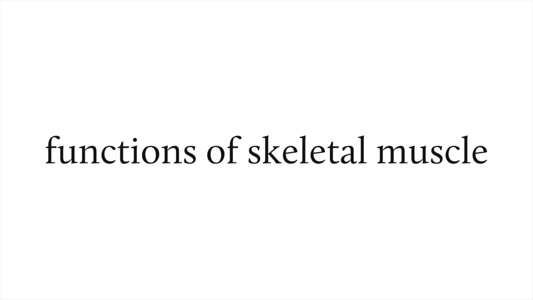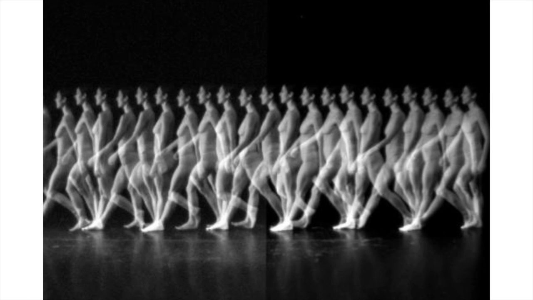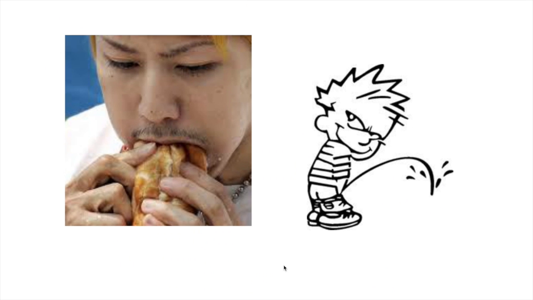So let's look at some functions of skeletal muscle. The first one is movement. This picture is representing movement, and that's probably its main function. Another thing it does is support soft tissues. If you didn't have muscles holding all your guts in, well, they'd spill out like this, guys. Another thing it does is guard entrances and exits, so it controls eating and also being.